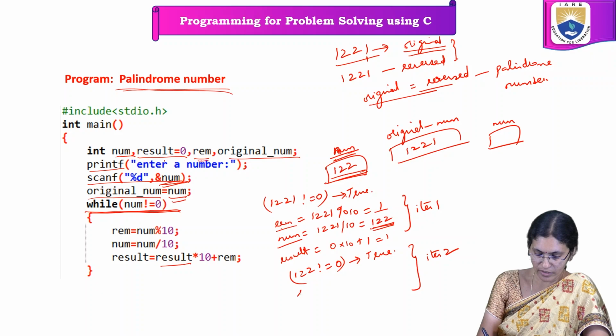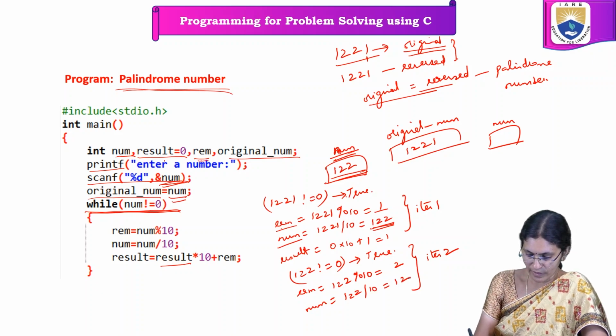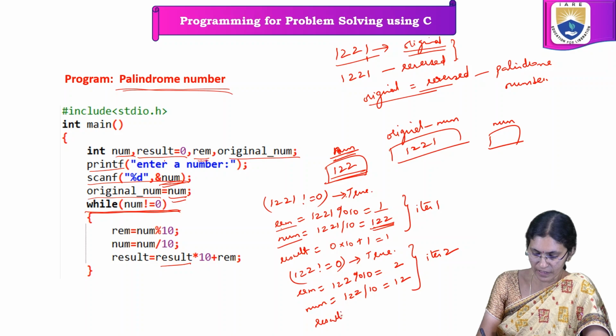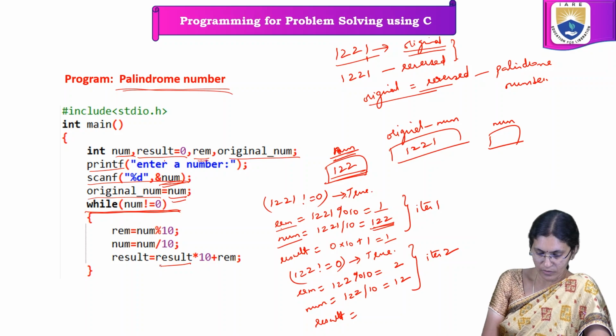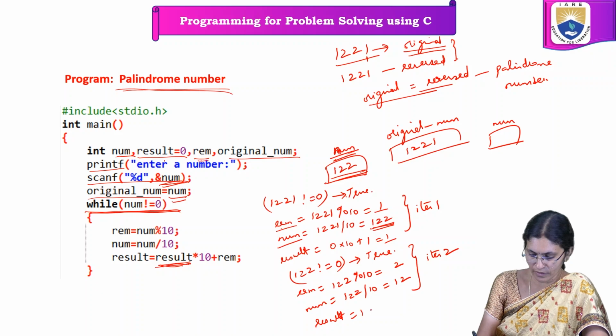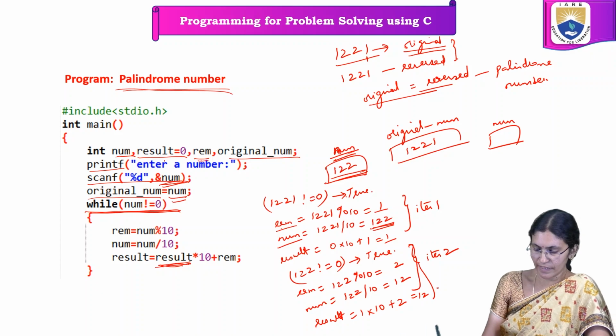In the second iteration, the remainder is calculated by dividing the new value of num by 10, so mod 10 means 2. And num is equal to 122 divided by 10, so this is equal to 12. Now what about the result value? Previously the result value was 1. In this iteration the result value is modified: 1 into 10 plus remainder 2, which is 10 plus 2, that is 12. These are the values we obtained for the second iteration.